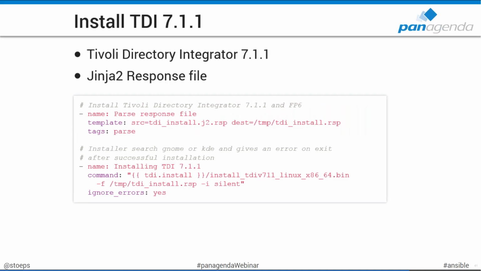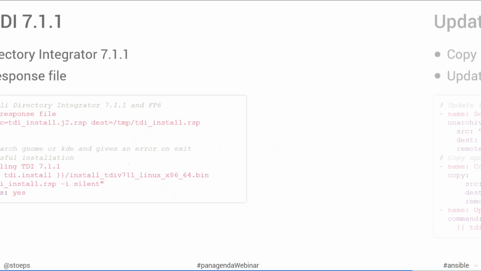Same for TDI. We have a response file, we parse it, we call the installer. Here a special thing: the TDI installer is searching for GNOME or KDE during the setup. And when we have not installed any of those window managers, it will generate an error, and Ansible stops a playbook when an error occurs. I don't like to install any GUI on my Linux servers. I think I have none with GNOME or KDE on it. So I just put in here ignore errors, yes, and then I know the TDI installation went well. I tested it several times. It's installed, I can update it, and I can use it. There's just no GNOME or KDE installed. So here I use the ignore errors.